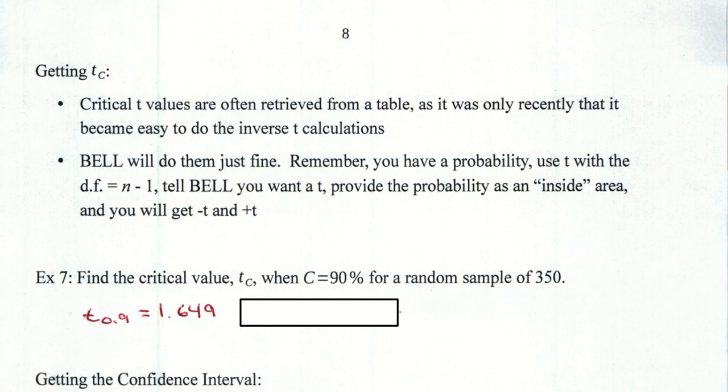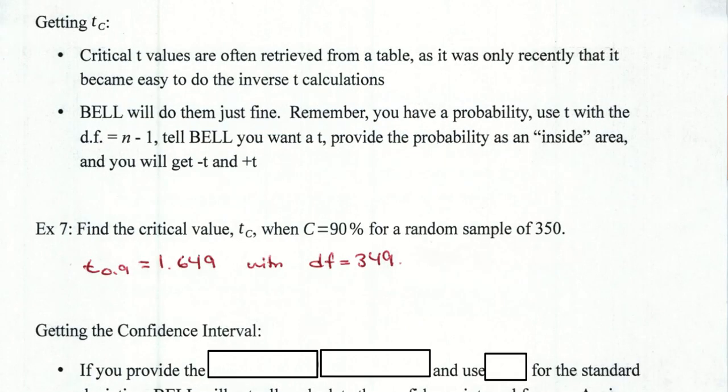1.64923135 is what it shows on my calculator. Looks like we're rounding this to 3 decimal places. So after that third decimal place, the 9, I see a 2. So we round down. We say t sub 0.9, that's t sub c, equals 1.649. And it's good to remind yourself of the degrees of freedom. There's 349 degrees of freedom here.